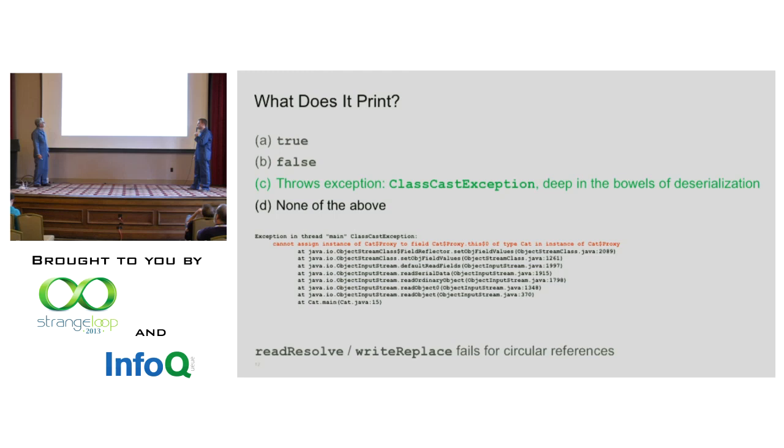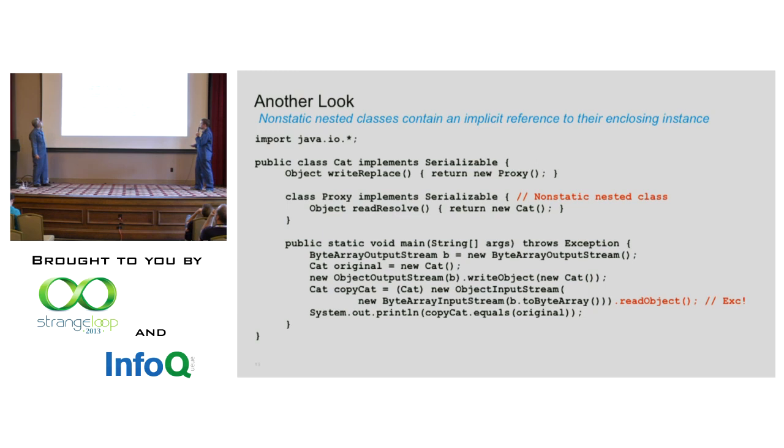Let's take a look at this thing. Oh, poor proxy cat. So show me what's really going on here. Let's take a closer look. We had this class, but note that this is an inner class, not a static nested class. And as everyone knows, an inner class instance has an implicit reference to its enclosing instance. So this proxy actually has a reference to the cat instance. And whenever we go to deserialize our cat, we fail during the readObject method.